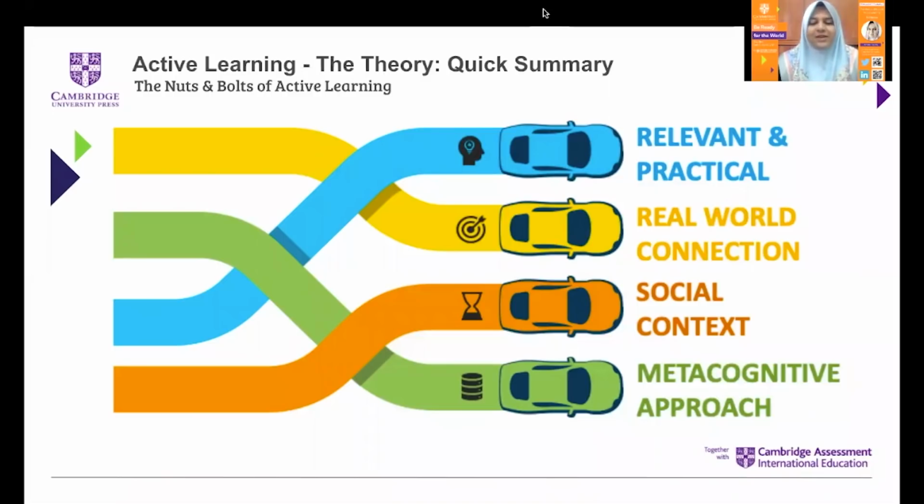Four important points from this session would be: theoretically, active learning must be relevant and practical, connected to the real world, while not neglecting the social aspect of learning, and support our students with a metacognitive approach. These keywords serve as a powerful reminder to all of us when planning an active learning activity or strategy in our lessons.